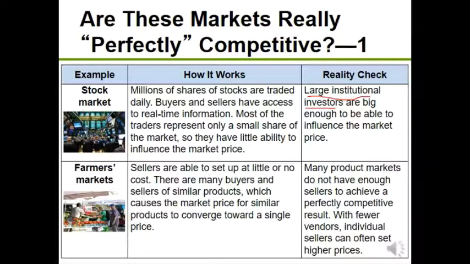On the other side, stock markets are very big markets. Farmers markets are very small markets. Sellers are able to set up with little or no cost. There are few barriers to entry. And for the most part, your oranges look like my oranges. Your onions look like my onions. The goods are very similar. So the market price tends to converge towards a similar price. Think about your experience at a farmer's market. If my apples look like your apples, and my apples are more expensive than your apples, where are people going to buy apples from?